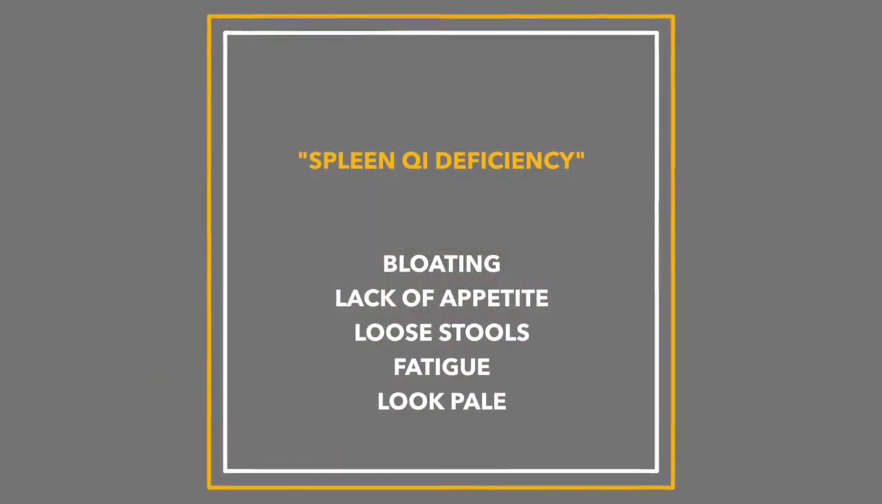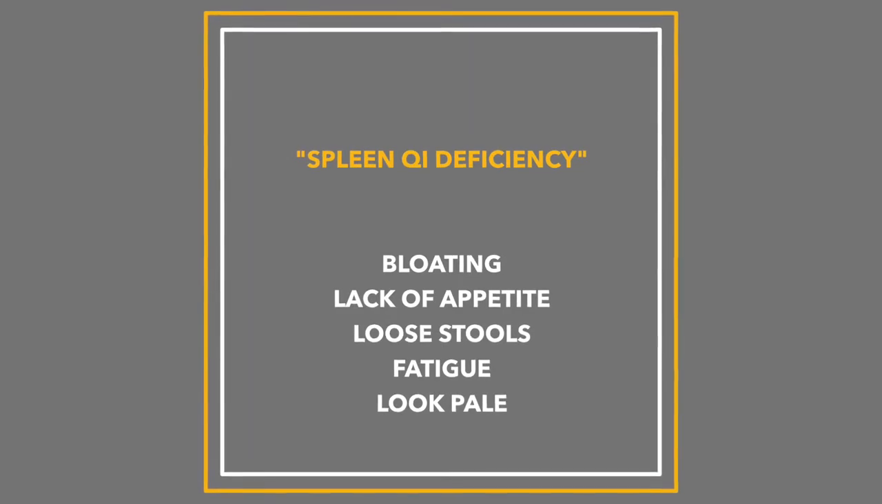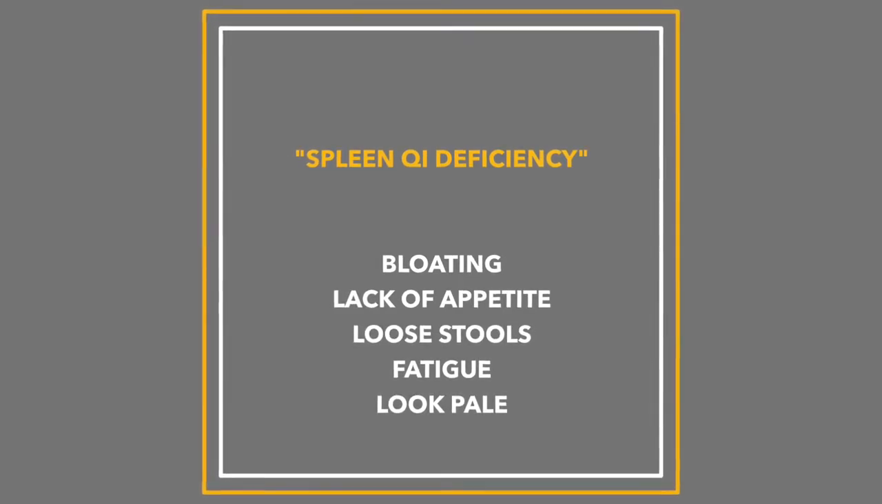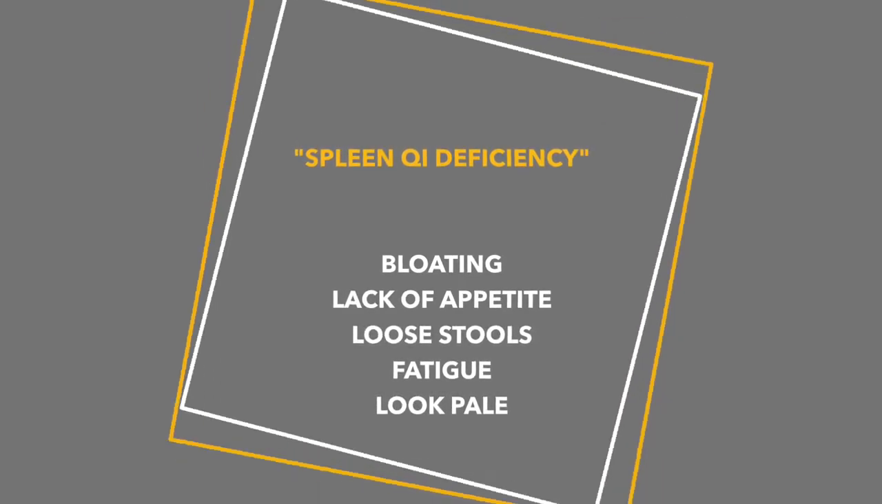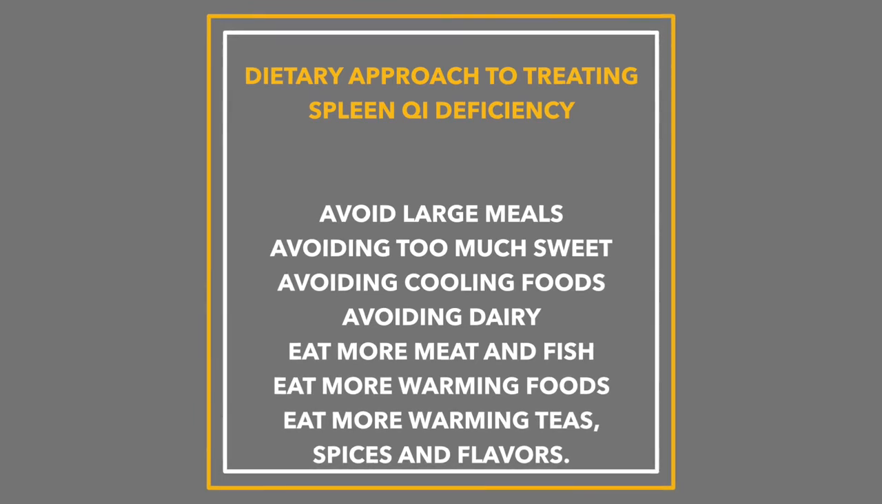So let's say, for example, like me, you have something called spleen qi deficiency. You show symptoms of bloating, of constipation or even loose stools. You look pale, you're kind of low energy, you feel weak and tired sometimes. This would be a dietary approach for someone with spleen qi deficiency. And some of the key habits would be, for example, avoiding having larger meals, because that by itself puts more stress on the digestive process.